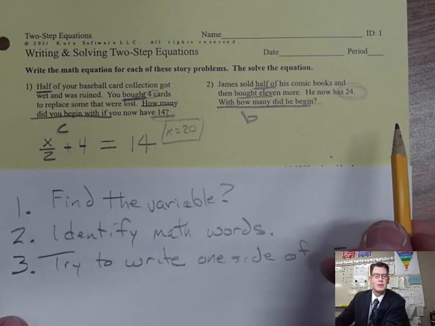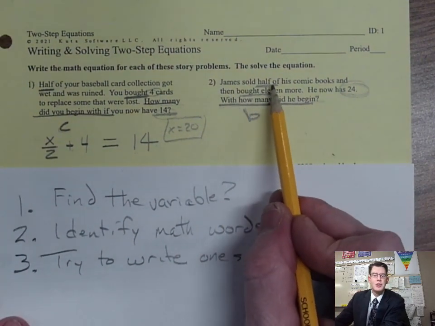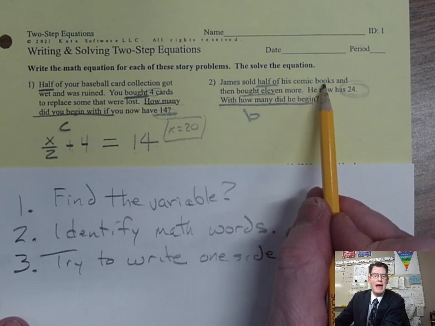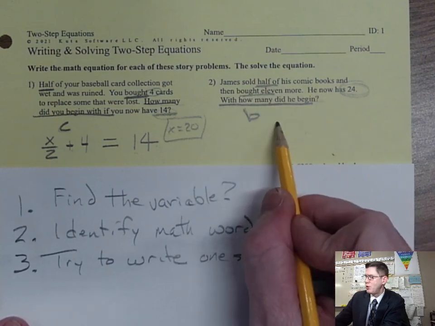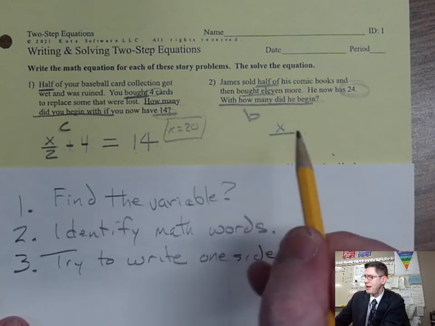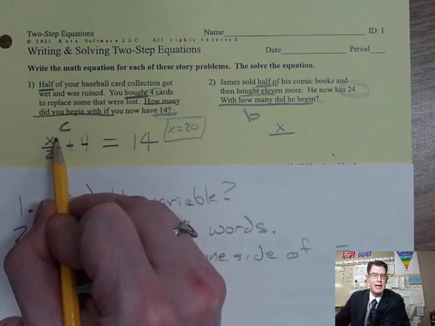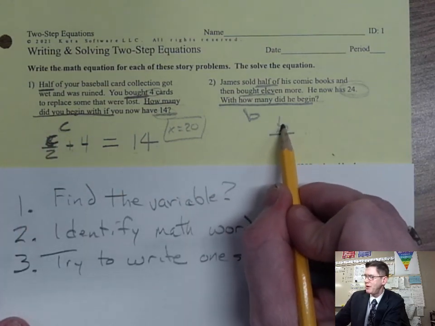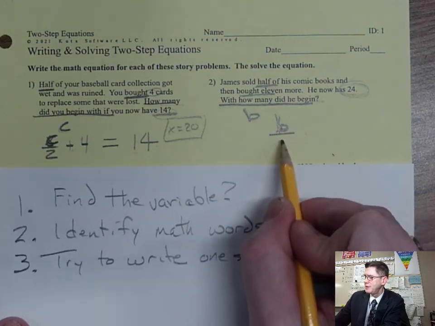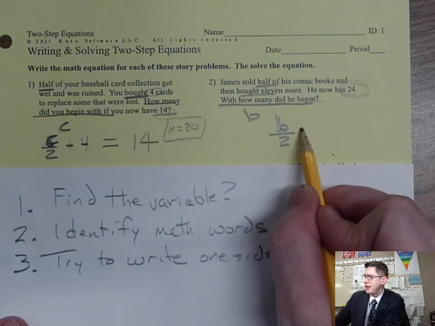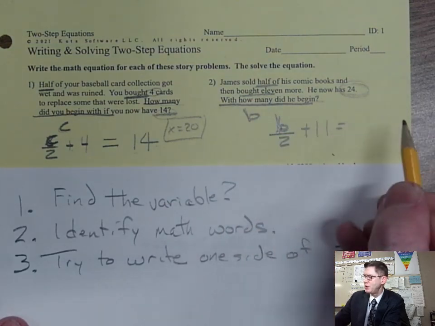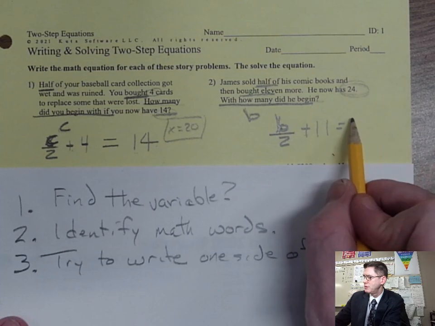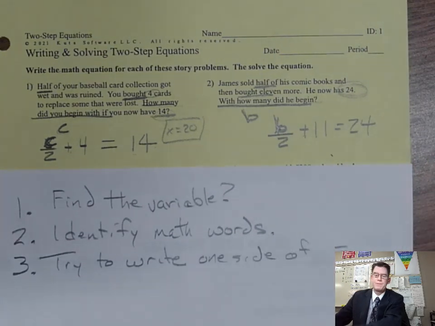So he sold half of his comic books. So we've got half the comic books, and then he bought 11 more. So once again, you've got, whoops, I was going to use B, and then I used X. Sorry about that. Same thing here. This is B, books, half of the books, and then bought 11, which makes 24.